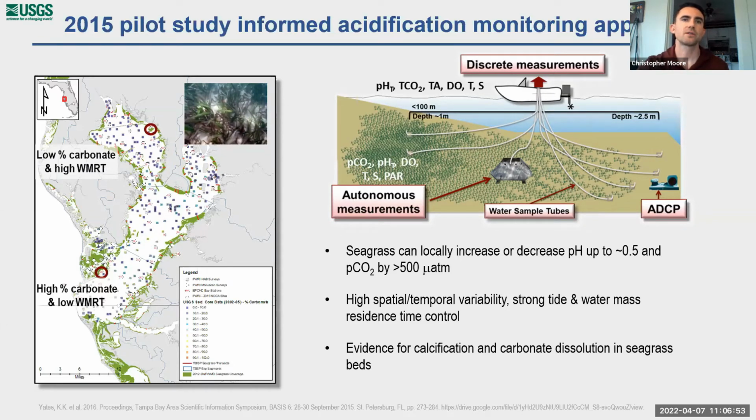Some of our key findings were that seagrass can locally increase or decrease pH by up to half a unit and PCO2 by greater than 500 microatmospheres. We also found that we have very high spatial and diurnal variability, strong tide and water mass residence time control, with longer water mass residence time amplifying these chemical signatures. And we also saw evidence for calcification and dissolution in the seagrass beds.